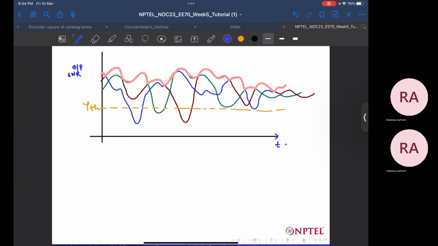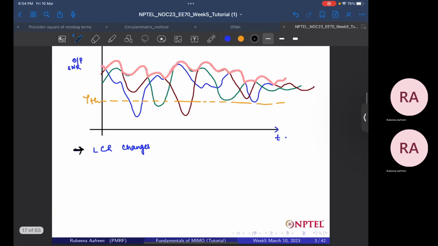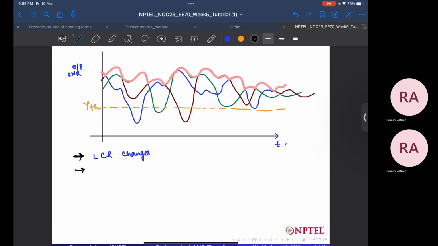Now you see, from this diagram, what all is happening here? First thing is that the level crossing rate is changing. What else is there? The average duration of fade is changing.